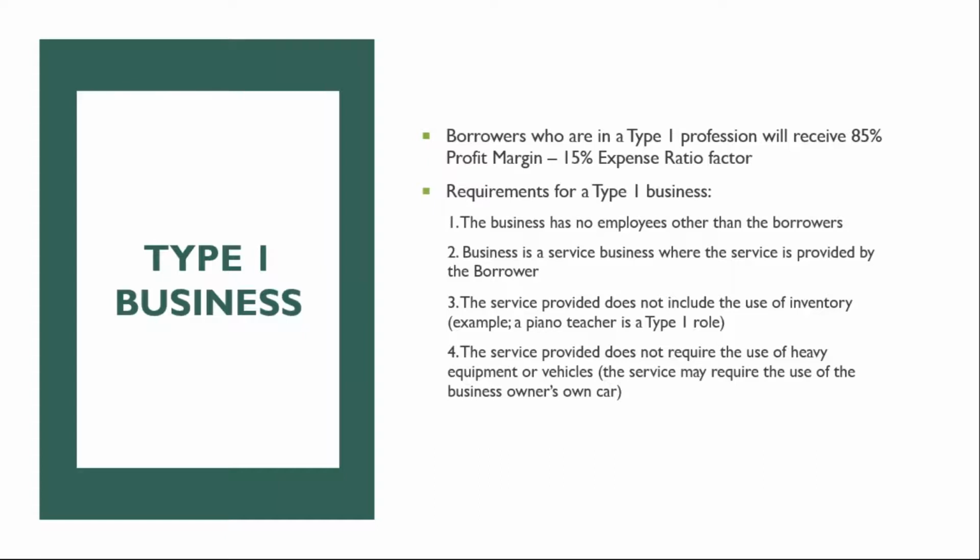In this section, we're going to highlight the different business category types. Type 1, we're going to use an 85% profit margin. The requirements for the type 1 business, the borrower is going to be the only employee. The business is a service with no inventory. So an example would be a piano teacher. The service provided may not include the use of heavy equipment or vehicles. However, it can require the use of the business owner's personal vehicle.